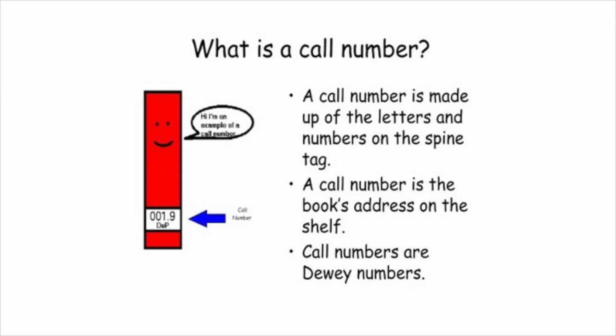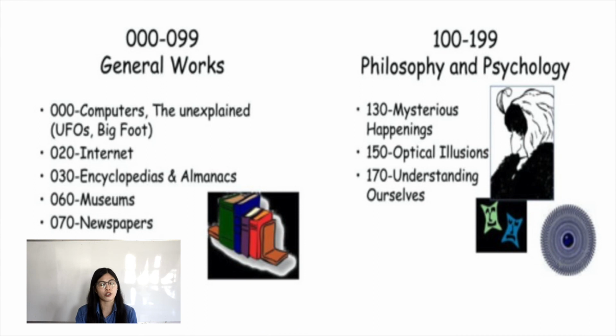Let me show you how the books are numbered according to their classification and then arranged on the bookshelves according to their number. Books have a call number, which serves as the book's address so that we can find the book easily. You can see the call number on the lower part of the book. Call numbers are also called Dewey numbers.